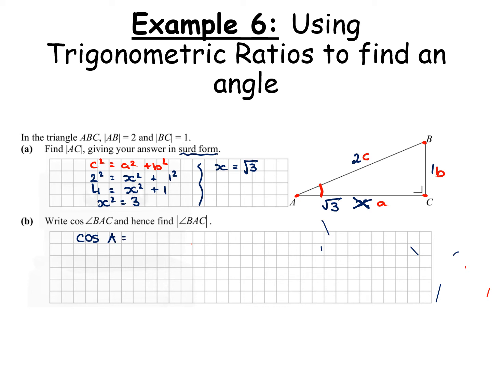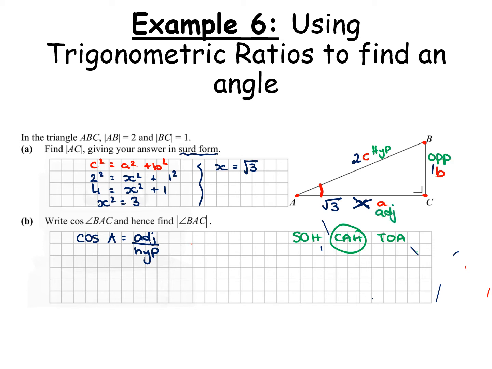Now to help us do this, we're going to have to write down SOHCAHTOA. We're looking at this one. So cos is equal to adjacent over hypotenuse. So let's go back to our triangle and label it. This side here is my hypotenuse. This side here is my opposite the angle, and this is my adjacent.